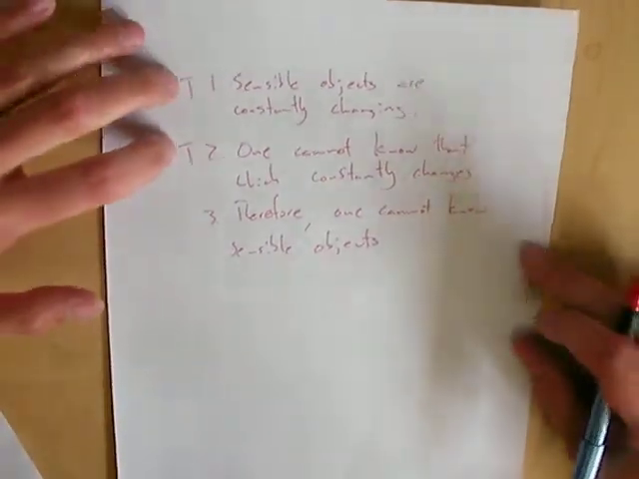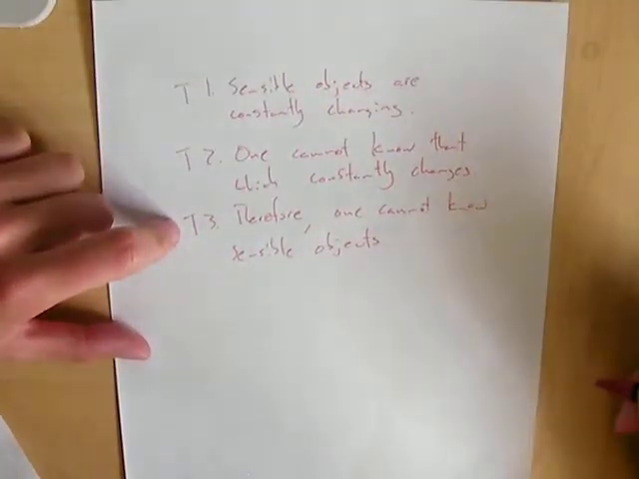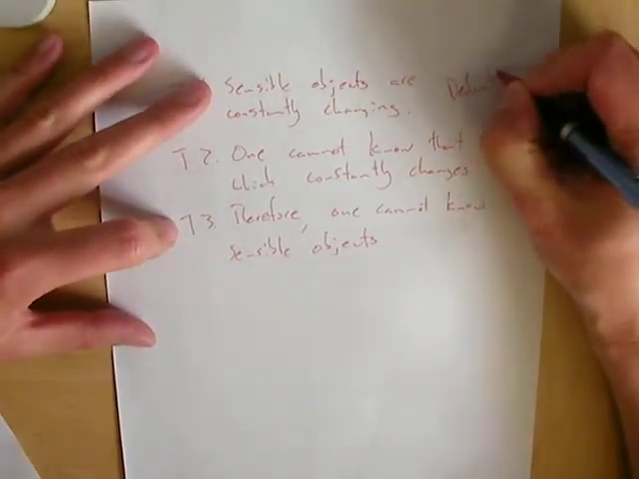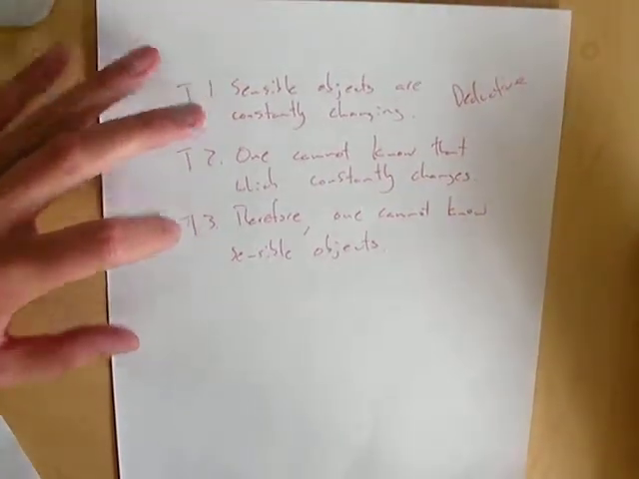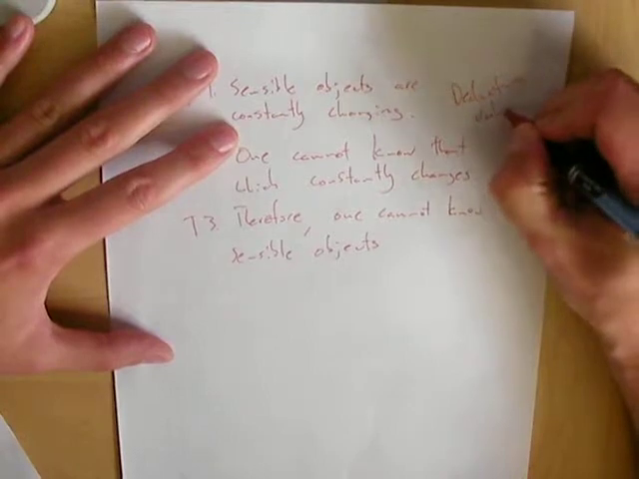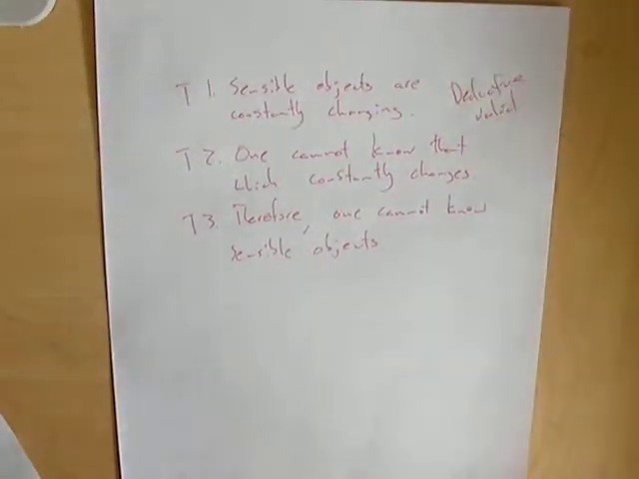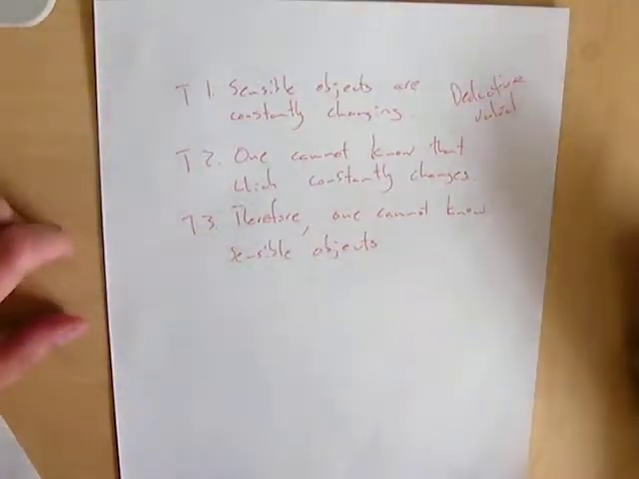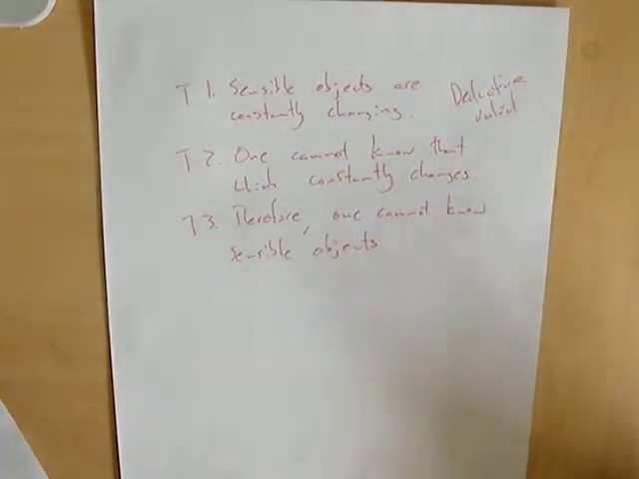And if you're on board to this point, then the conclusion follows necessarily. That is, the conclusion must be true. Notice that this argument is deductive, meaning that if the premises are true, the conclusion must be true. It is deductively valid, that is. And I think the premises are true, aren't they? Sensible objects are, in fact, constantly changing. How could you know something that's different each and every moment? In the grand scheme of things, how could you know something that's constantly changing? Therefore, you can't know a sensible object. So there's the opening move.